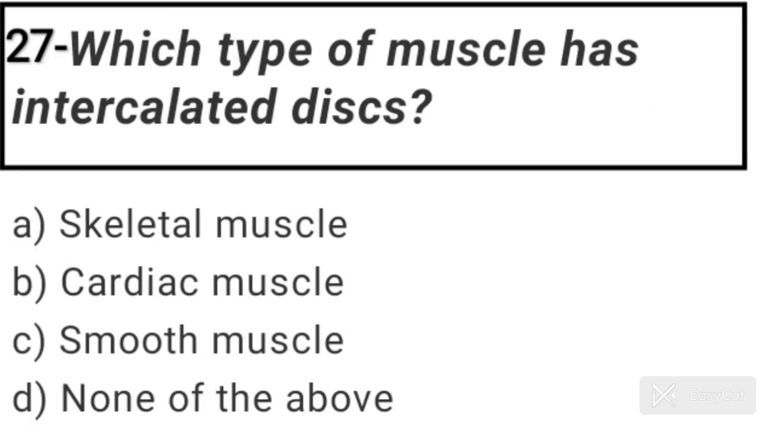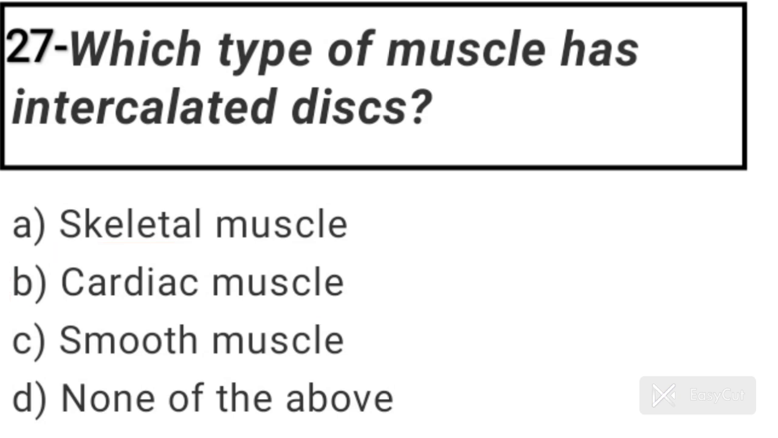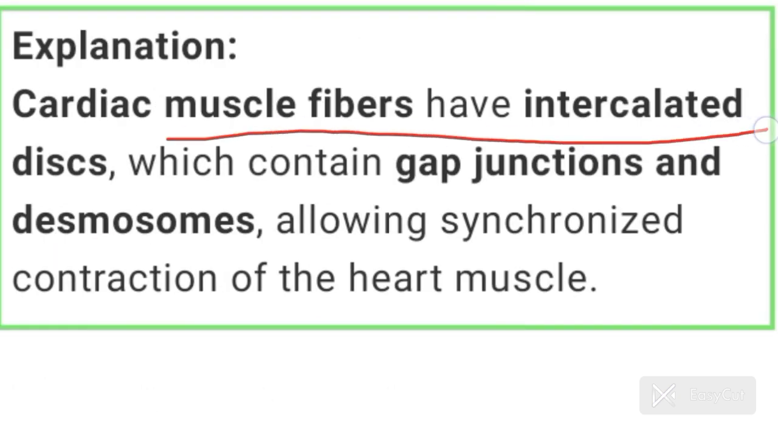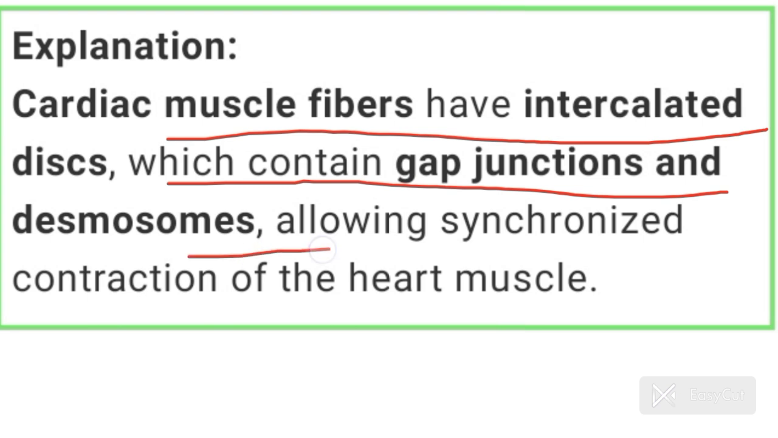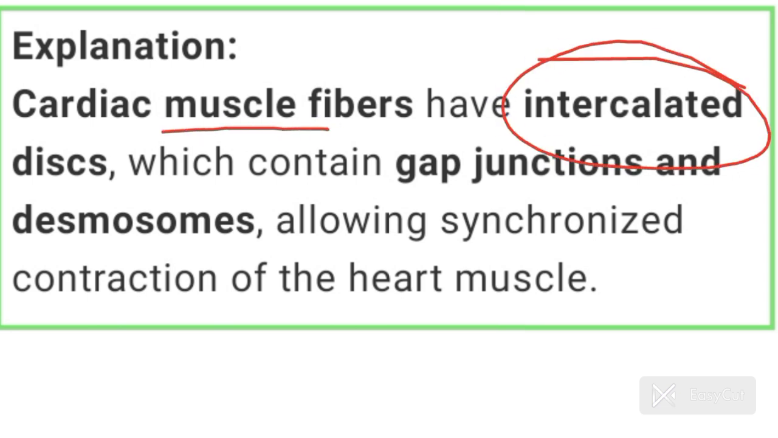Question number 27. Which type of muscle has intercalated disc? Intercalated disc are only present in cardiac muscle. Option B is correct for question number 27. Cardiac muscle fiber have intercalated disc which contain gap junction and desmosome, allowing synchronized contraction of the heart muscle. Always remember, intercalated disc only present in cardiac muscle.